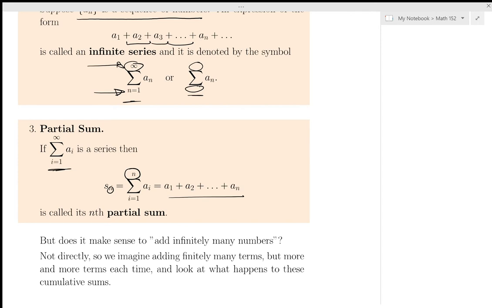And the partial sum here is in some sense a key to understanding what it actually means to add up infinitely many numbers. It's kind of an odd concept in some ways. You can't actually complete this project. And so what we do is we imagine adding a finite number like this, n, and then we keep increasing n and increasing n, and we see what happens in the limit, basically.